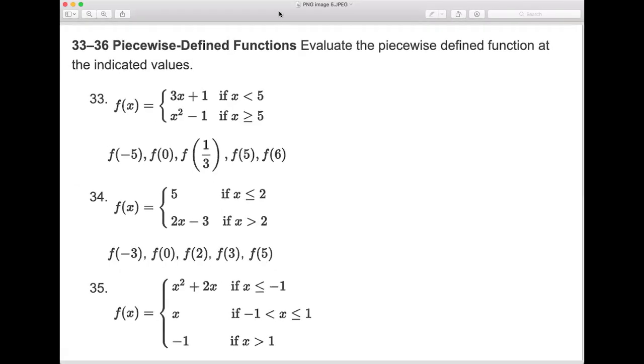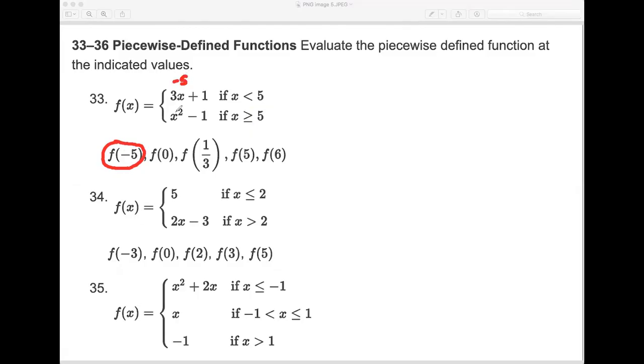Piecewise functions can get a little confusing to draw and whatnot, but to evaluate, it's kind of easy. You just have to figure out which piece you're using. So this is f of negative 5. Negative 5 is less than 5, so I want to use the first one. I want to plug in negative 5 into here like this.